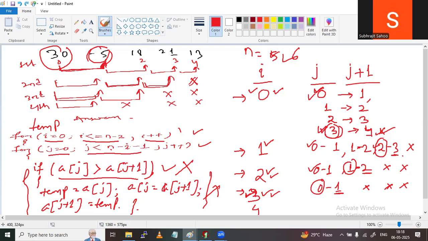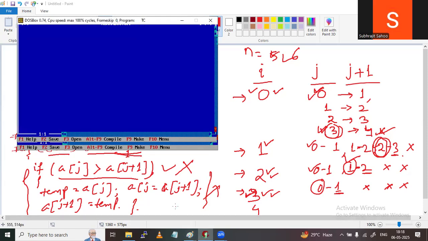Now when i becomes 1, n value is 5. 5 minus 1 is 4, 4 minus 1 is 3. Less than 3 means it will go up to 2. Next, i becomes 2. n value is 5. 5 minus 2 is 3, 3 minus 1 is 2. Less than 2 means it will go up to 1. Right? Like this, this logic will work. Okay, now observe here carefully. Interesting.